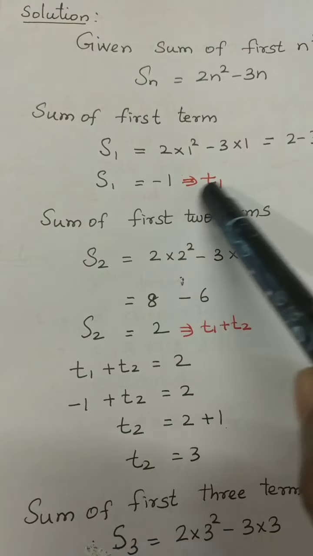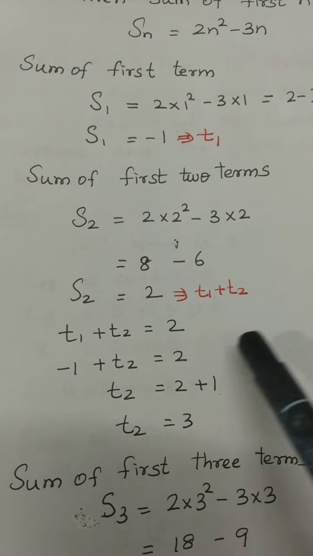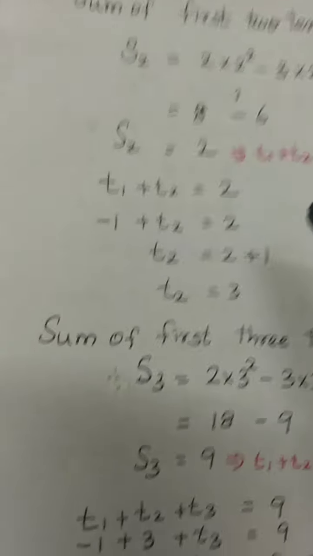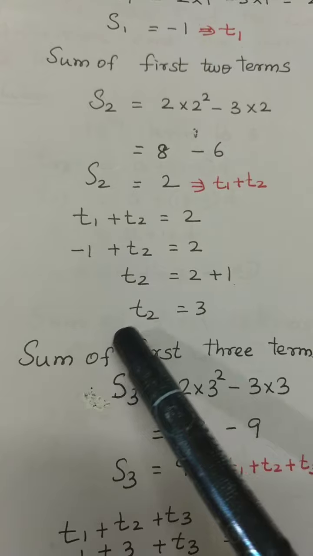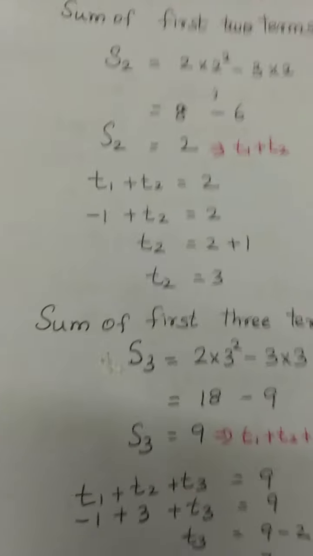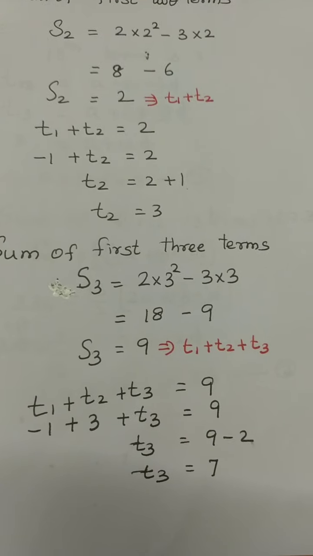We know the value of T1 is equal to minus 1. So you substitute here and find the value of T2. Then T2 is equal to 2 plus 1, T2 is equal to 3. This minus 1 comes to the other side, it will be plus. Then T2 is equal to 3.